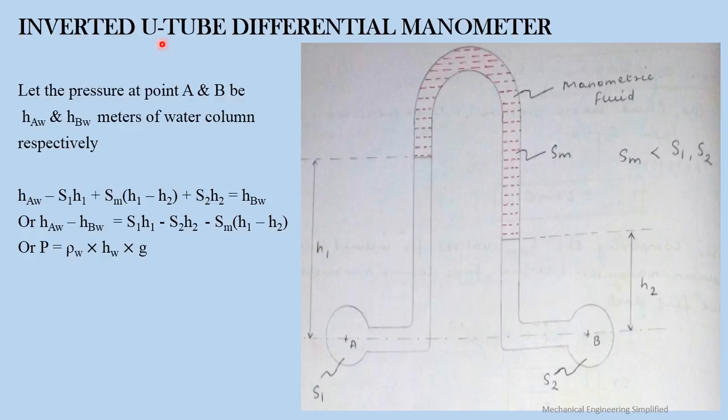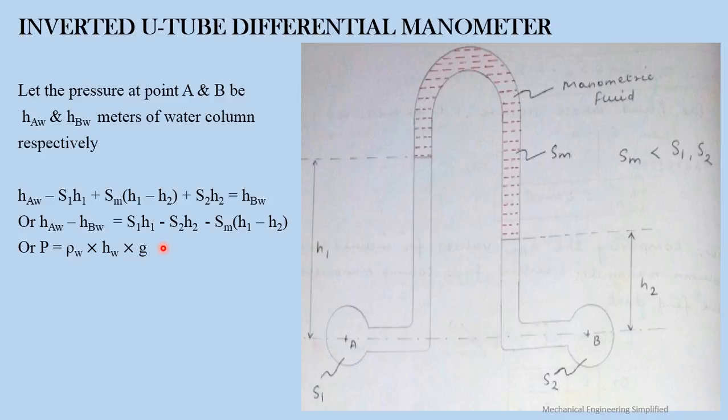And then you have another, the inverted U-tube differential manometer. The same thing is to be done here as in the U-tube differential manometer. You will get HAW minus HBW equal to an expression, and you can try finding these expressions yourself. These are very easy to get. Just follow the hydrostatic law: while going up the pressure decreases, while going down the pressure increases, and at the same horizontal level in the same fluid, the pressure intensity is the same. Use these concepts and you will easily arrive at these expressions, and this again can be written as HW, and P is equal to rho W into HW into G.